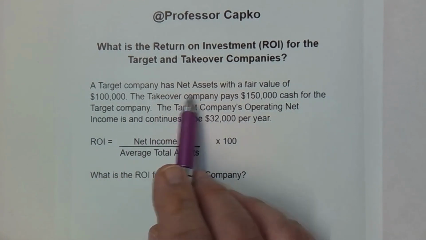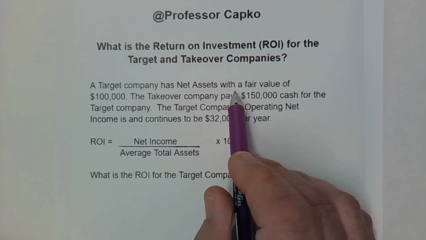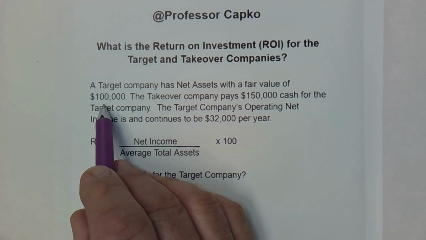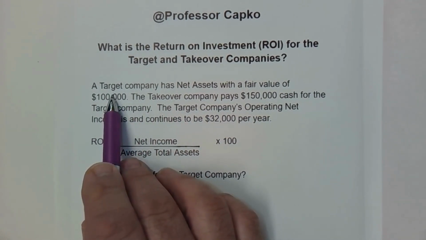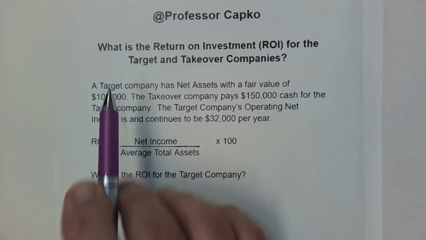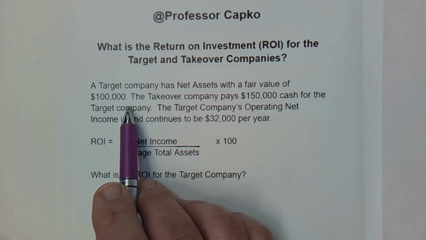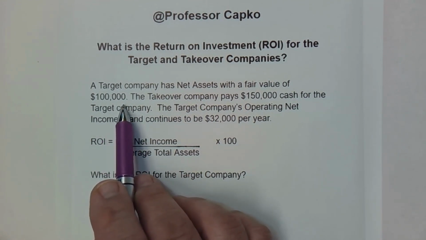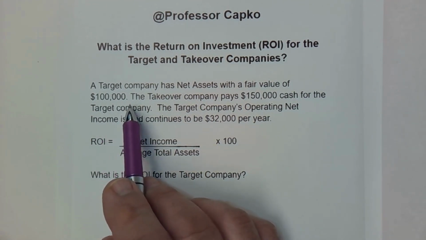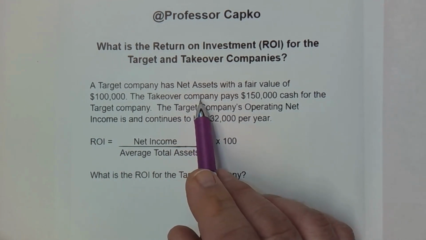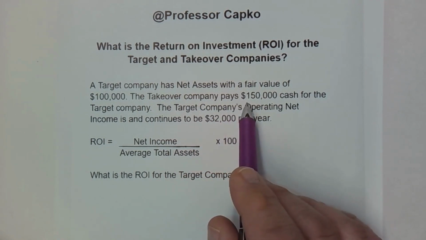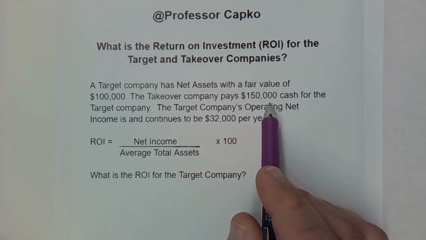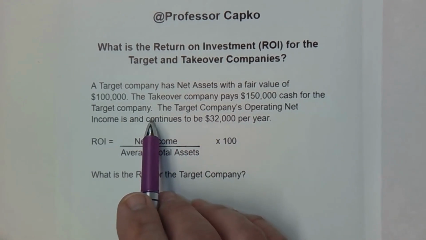Here we've got a target company and it has a fair value of net assets of $100,000. When we say target company, we're not talking about the retail giant. We're just talking about the company that is targeted for a takeover. The fair value of its assets at the time of the takeover is $100,000. The takeover company, that's the company that's buying it up, gobbling it up, pays $150,000 cash for the target company.